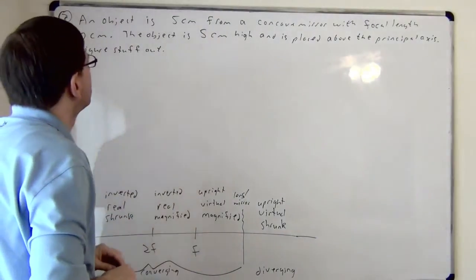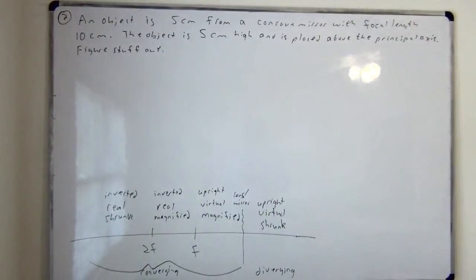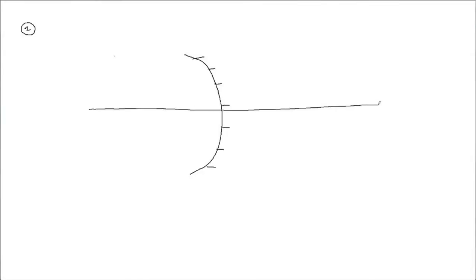Alright, now let's try this. So the object is placed. I should probably draw bigger, huh? Generally speaking, the bigger the picture, the easier it will be to work with, yeah. The object height is 5 centimeters. So here's F.